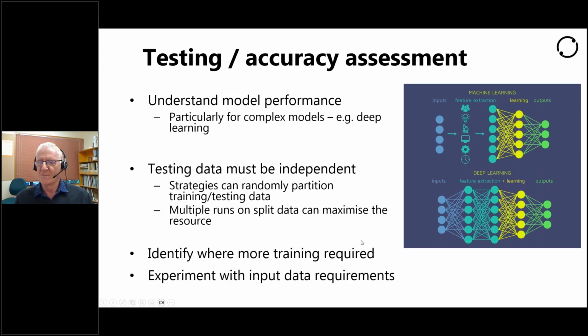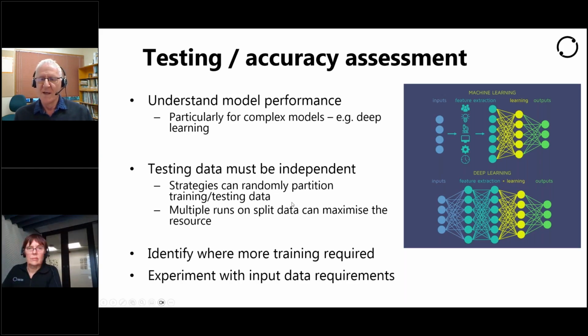So what we do is we test it using independent data, and I must stress that it is independent. However, training data or testing data is usually a pretty scarce resource, and so you need to use a few tricks to try and maximize your use of that scarce resource. One of the tricks is to partition your data into a training and a testing set, and you can do that partition multiple times on the same set of data and run the analysis and get some idea of how much it varies from one run to the next. And that helps you identify where more training is needed.